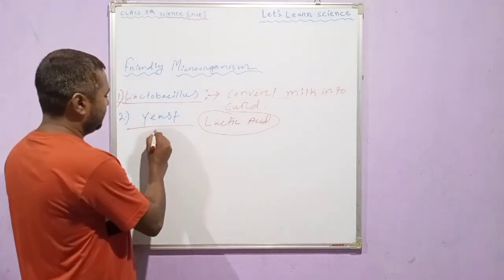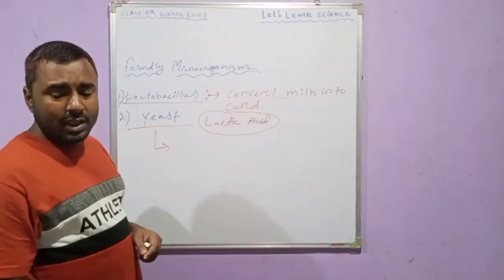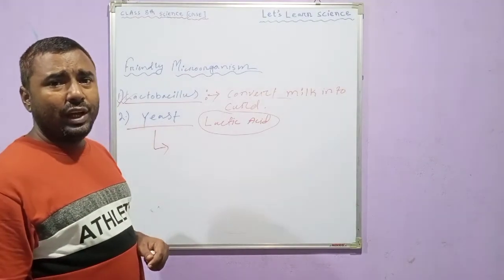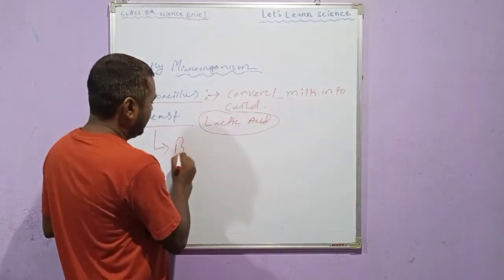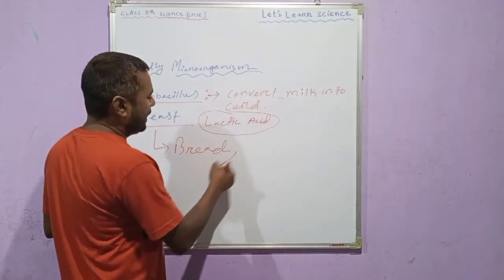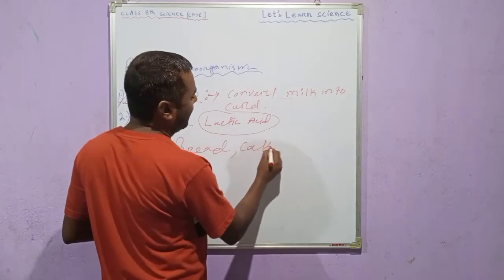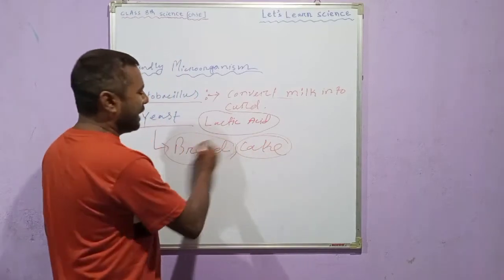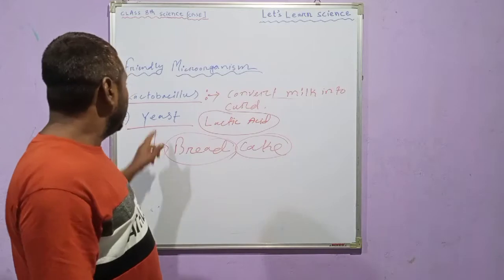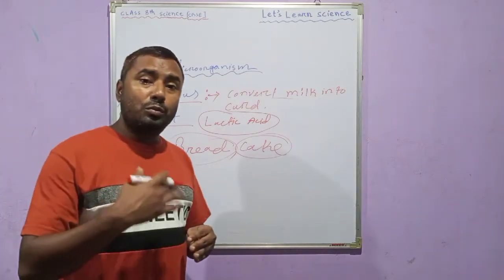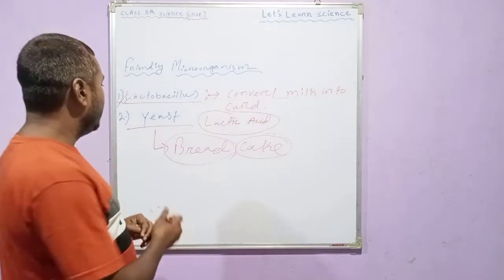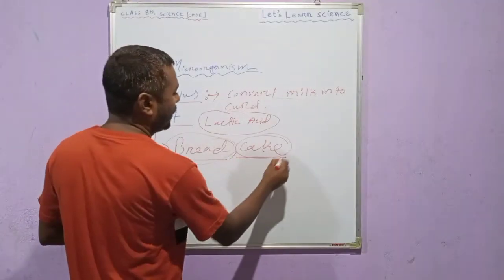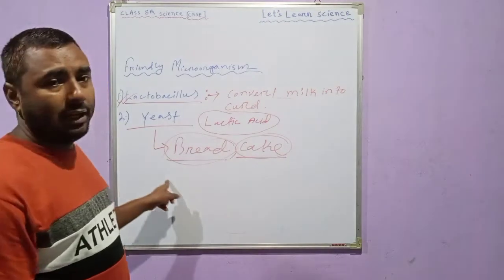Next is the yeast. This microorganism is also very helpful. You have heard the name of bread. In your breakfast you often take bread, and cake on your birthday. In the bakery, yeast helps to produce different kinds of food items. In the making of bread and in the making of cake, the yeast helps.